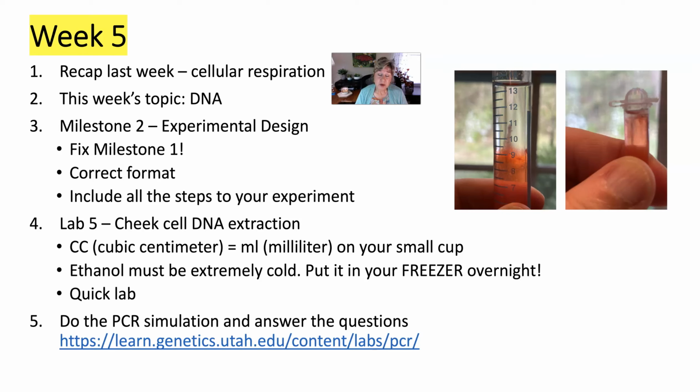First of all, fix milestone 1. You'll have some comments in there from me so that you can fix what you need to fix in milestone 1. Make sure you use the correct format for milestone 2. This is a Word document, 1 to 2 pages long, and use bulleted lists. So I don't want to see full paragraphs. Do this, I'm going to do that, no. Bulleted items, step by step. So use the correct format. Include all the steps that you're going to take in your experiment. You've got to think through this experiment and design it so that then you're able to do it.